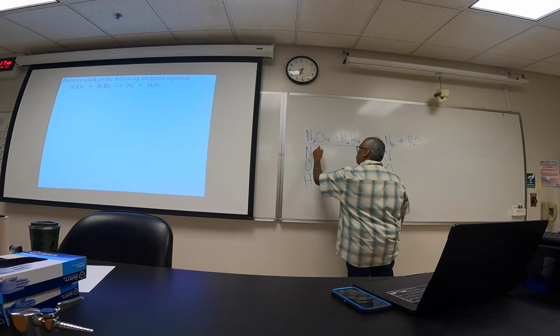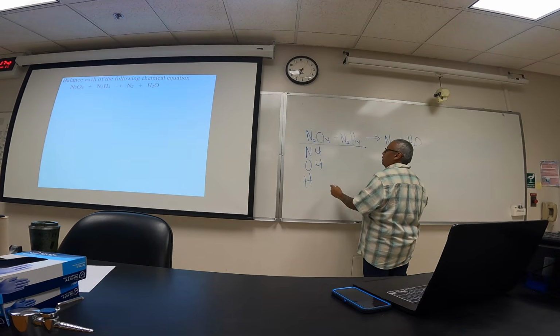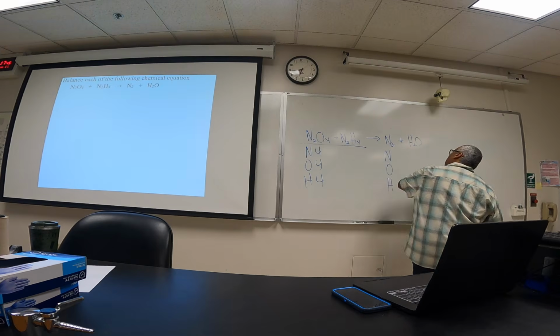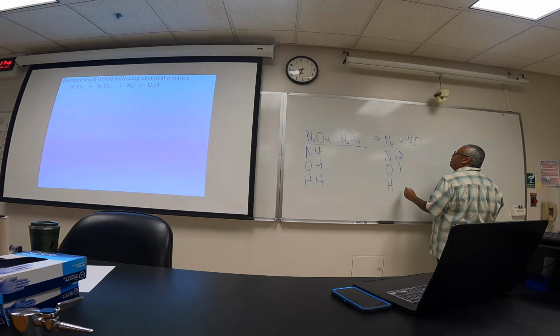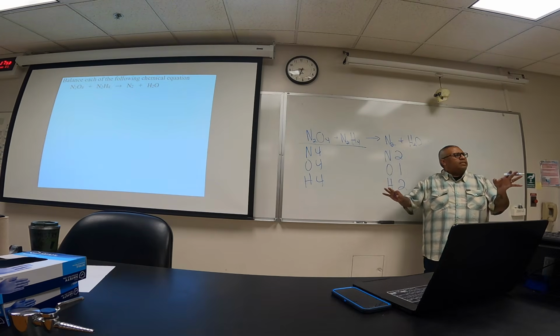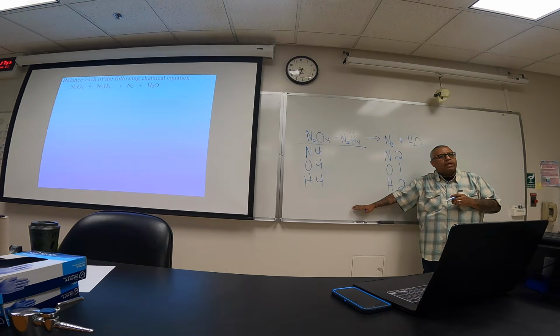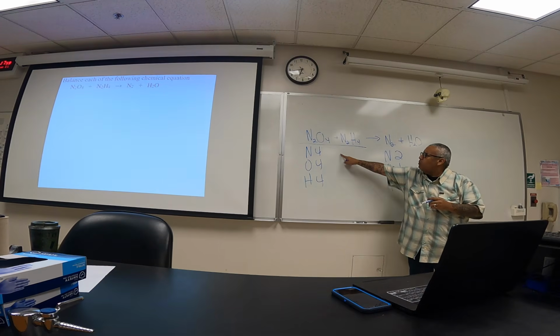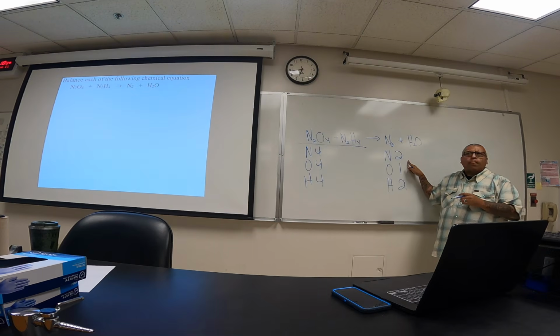I want to know how much nitrogen I have here. So how much nitrogen do I have there? 4. Oxygen, how many? 4. And hydrogen, how many? 4. And on the product side, how much nitrogen? 2. Oxygen and hydrogen? 2. Now normally I don't skip around. The first one I just kind of skipped around, but normally I just start from the top and work my way down. So nitrogen here, 4, nitrogen here, 2.